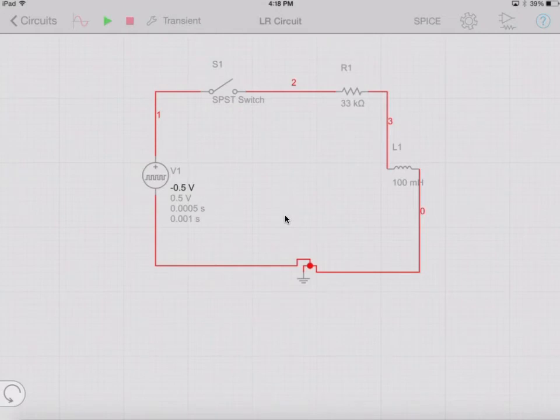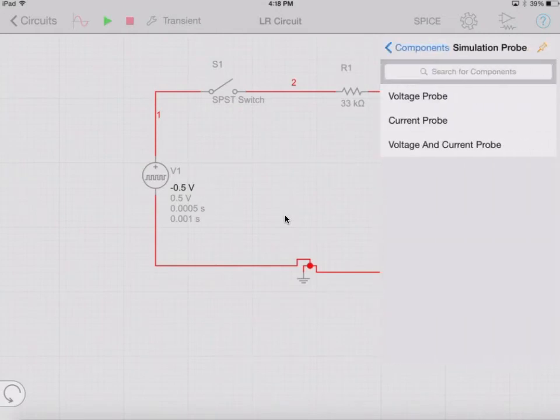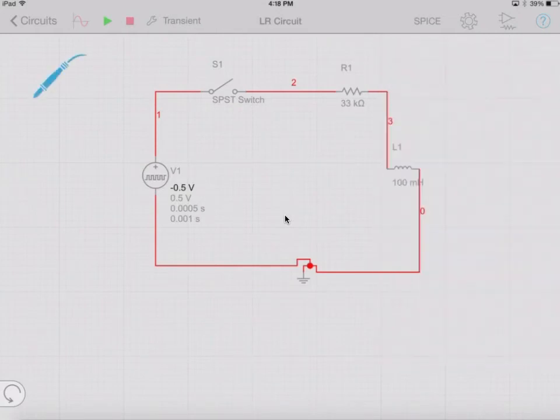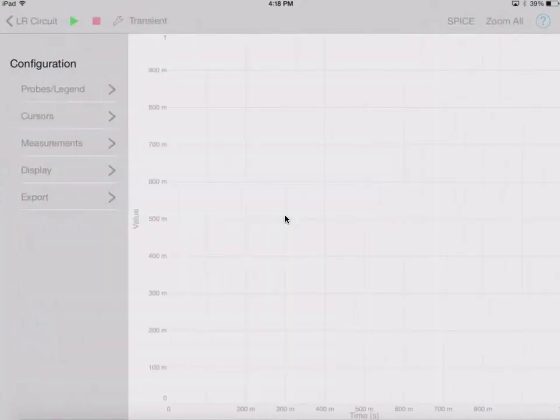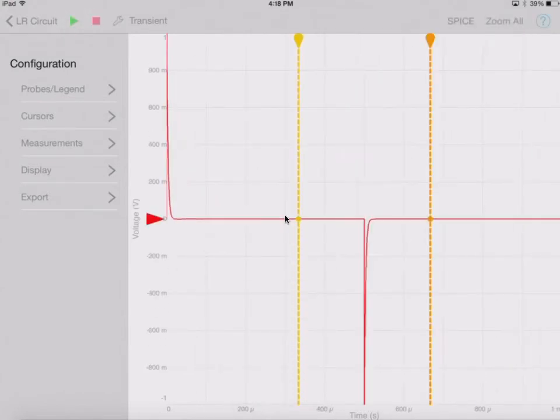We need to put a probe on here. We want a voltage probe. So we're going to put our voltage probe right here. Okay, it's not going to quite simulate the same as the other circuit, but that's okay. Let's just go ahead and go to our, let me go back. So it started the simulation, okay?